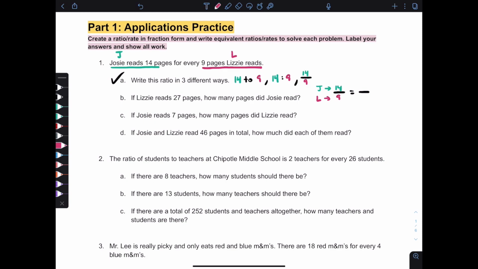And if Lizzie read 27, that's going to go on the bottom. So we have to figure out 9 times what equals that 27. It's going to be times 3. And 14 times 3 is going to be 42. So the question says, how many pages does Josie read? And you would say 42 pages. That's part B.